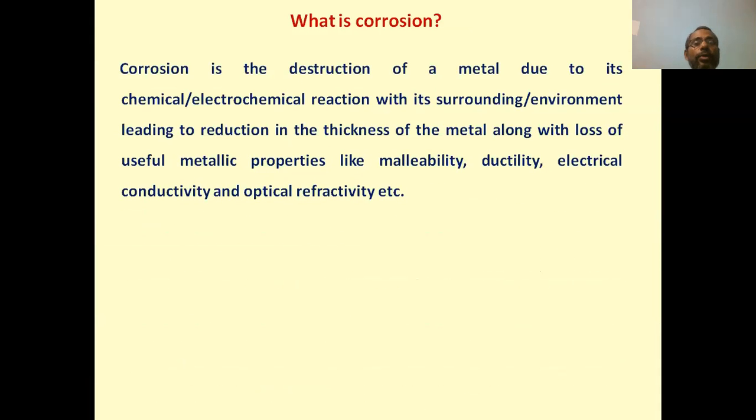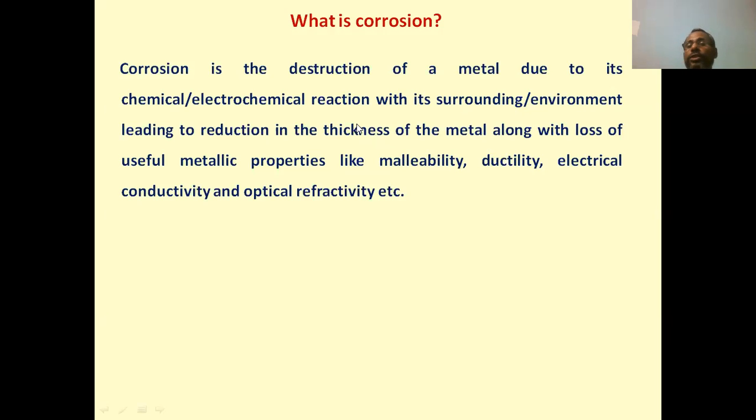Now the next is, what is corrosion? Then we can define now. So corrosion is nothing but a destruction of the metal due to its chemical or electrochemical reaction with its environment, leading to reduction in the thickness of the metal along with the loss of some metallic properties like malleability, ductility, electrical conductivity, and optical refractivity.